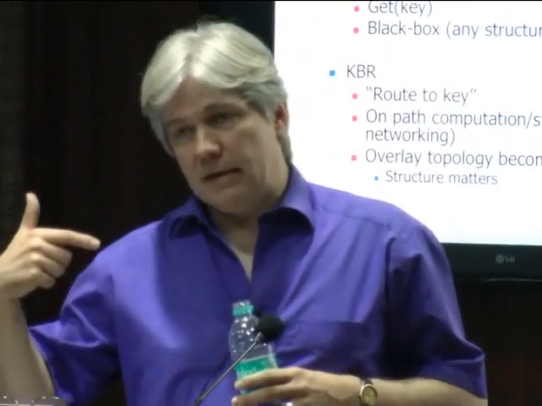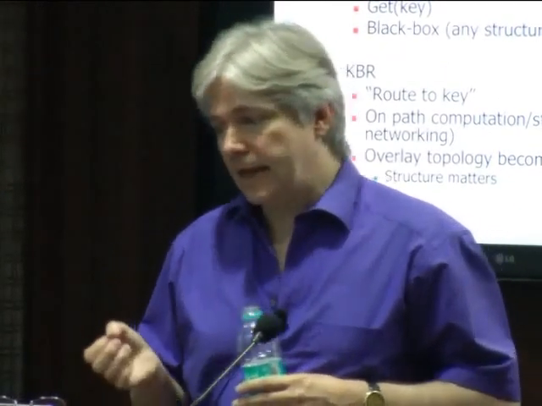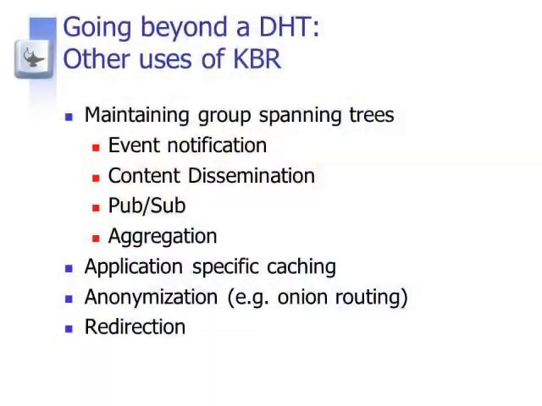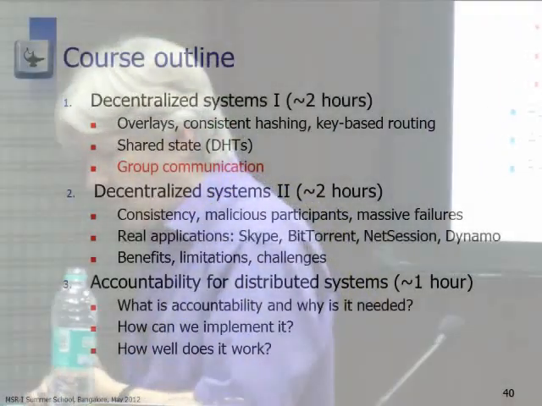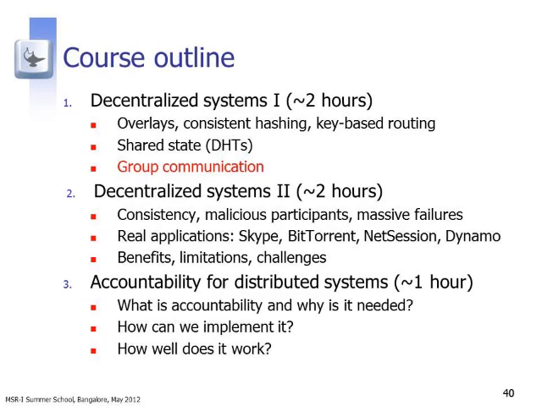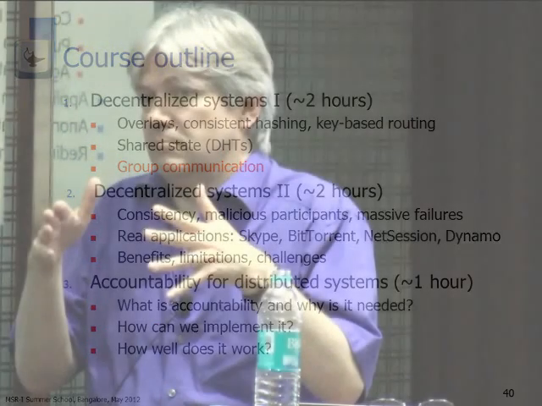Okay, so again, we talked about how to maintain shared state in this distributed hash table using this key-based routing primitive and using consistent hashing. What I'd like to talk to you about next is that this underlying key-based routing primitive that we constructed to help us implement this distributed hash table is in itself useful for other types of applications that go far beyond just a DHT. It turns out that KBR can also be used very conveniently to dynamically construct group spanning trees.